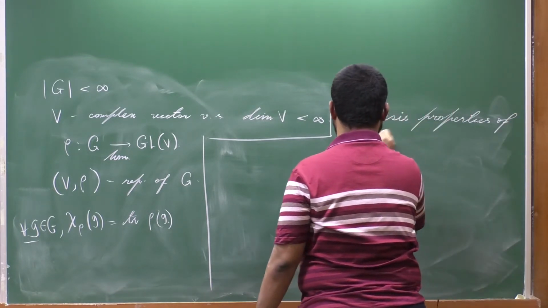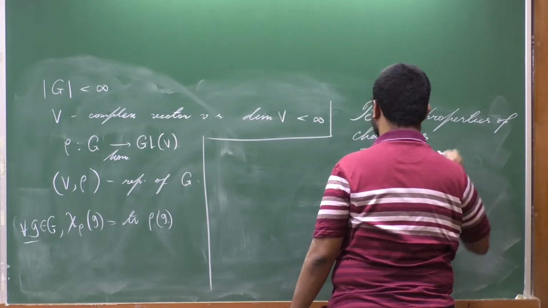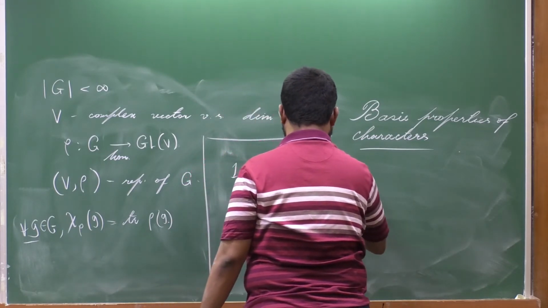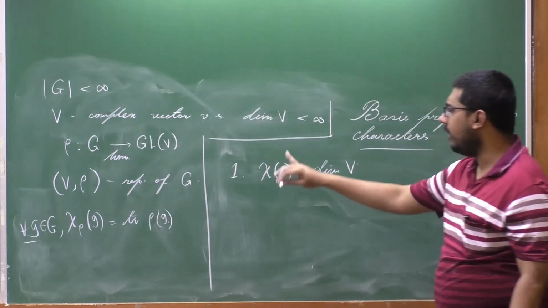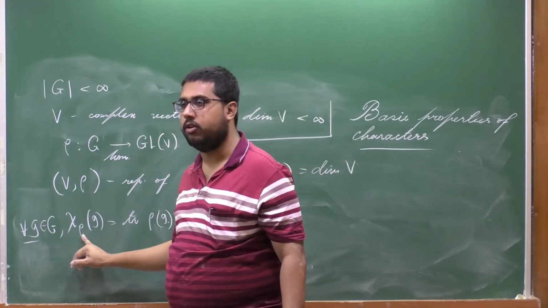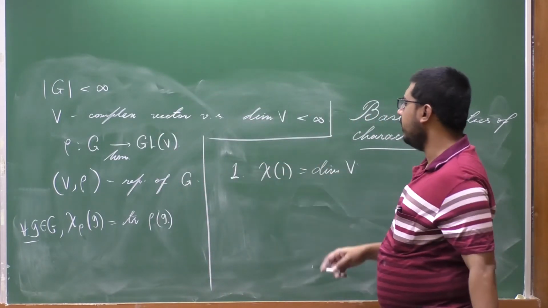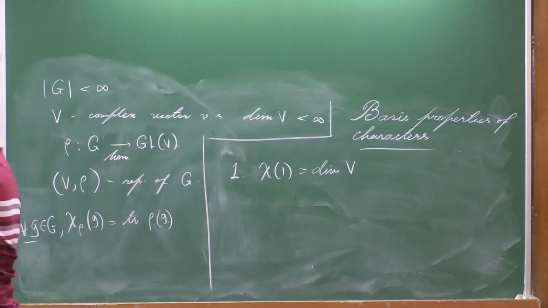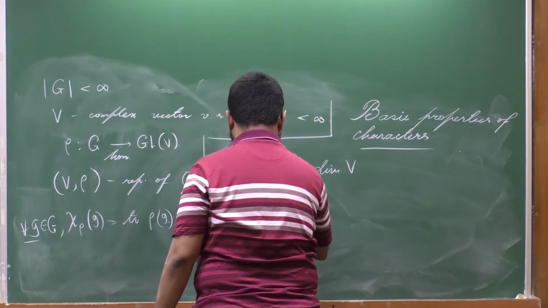So, let me now talk about the very basic properties of characters. First of all, one thing is clear that chi of 1 is dimension V. Given a representation, when there is no chance of confusion, we deliberately drop rho from the notation. So rho of 1 is the identity operator on V, therefore its trace has to be the dimension of V. This is quite obvious.